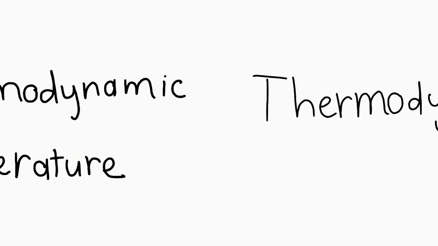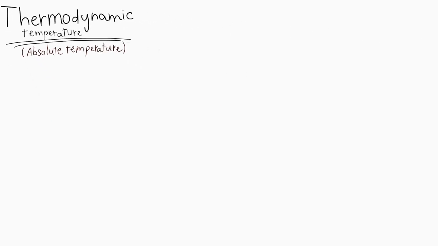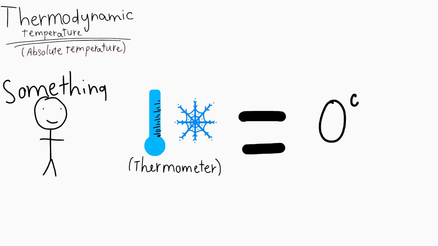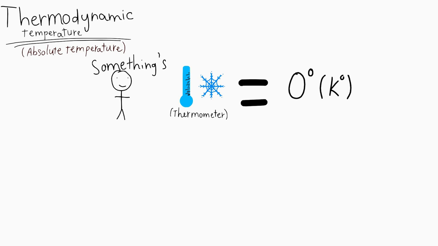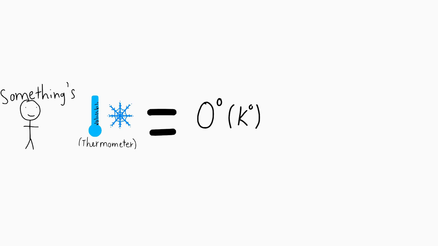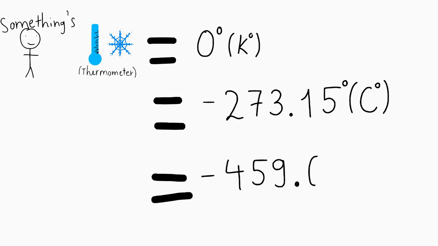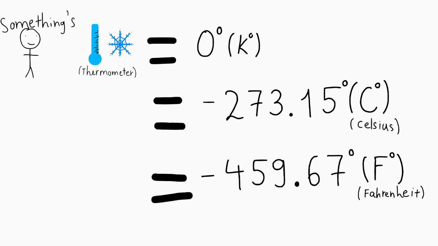At the fifth measurement, we have thermodynamic temperature, another term for absolute temperature. Now, if we use a thermometer to estimate something's temperature, and the outcome is 0 degrees Kelvin, the outcome is called the absolute zero, and it represents the point of minimum energy, and nothing can go below that magic number. We can convert the 0 degrees Kelvin into minus 273.15 degrees Celsius or minus 459.67 degrees Fahrenheit.